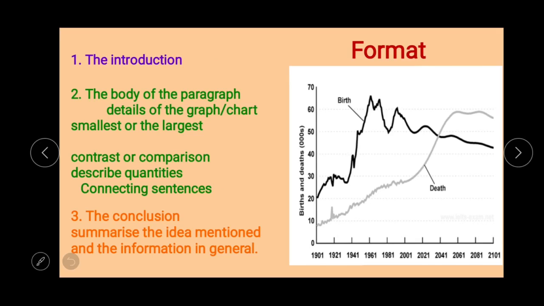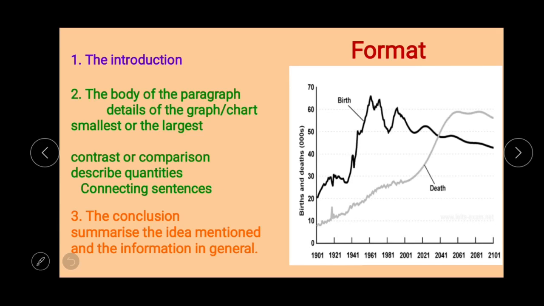After writing the introduction, you are to write the details given in the graph about birth and death rate. Like details of the paragraph, where the death rate is maximum, where the minimum. Contrast or comparison means if you have given 2 or 3 trends in a graph, so you are to make a comparison between these two. Means you have to make the comparison between death rate and birth rate here.